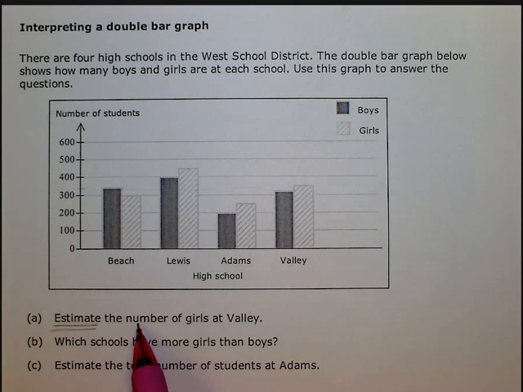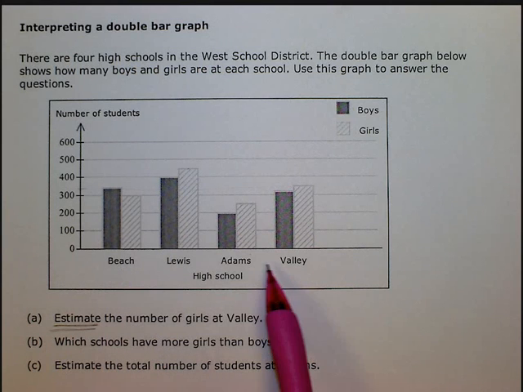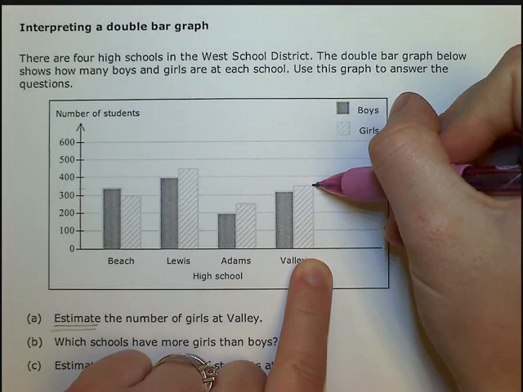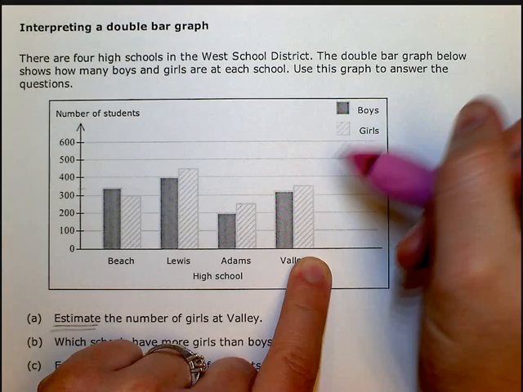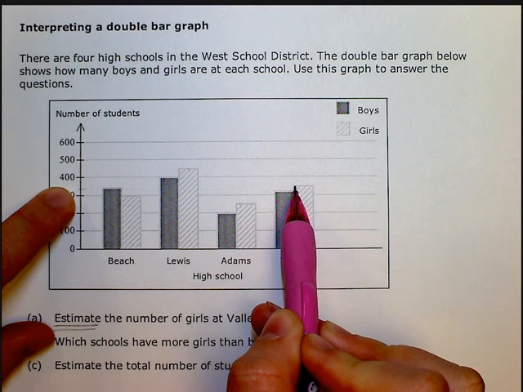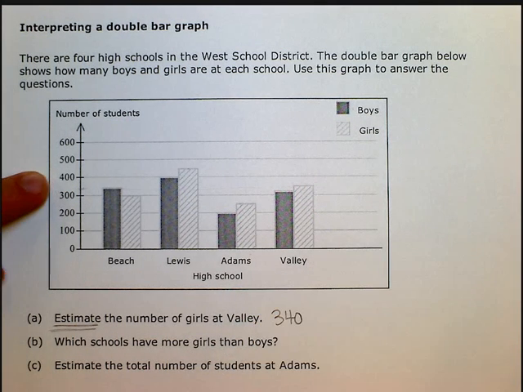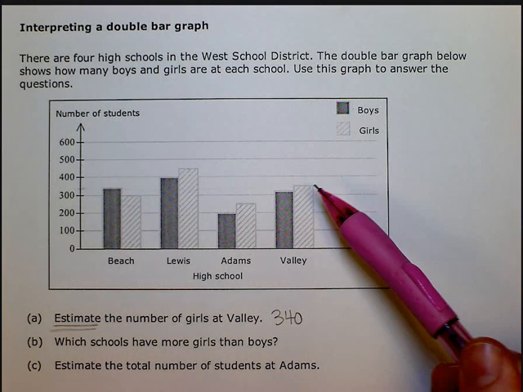number of girls at Valley. So first, go to Valley High School, and then we know that girls is a striped region, so we're going to come up here, and it looks like it's maybe about halfway or not quite halfway, so maybe I'd estimate that that was 340 girls. Okay, if you estimate 350, anywhere around there is pretty close.